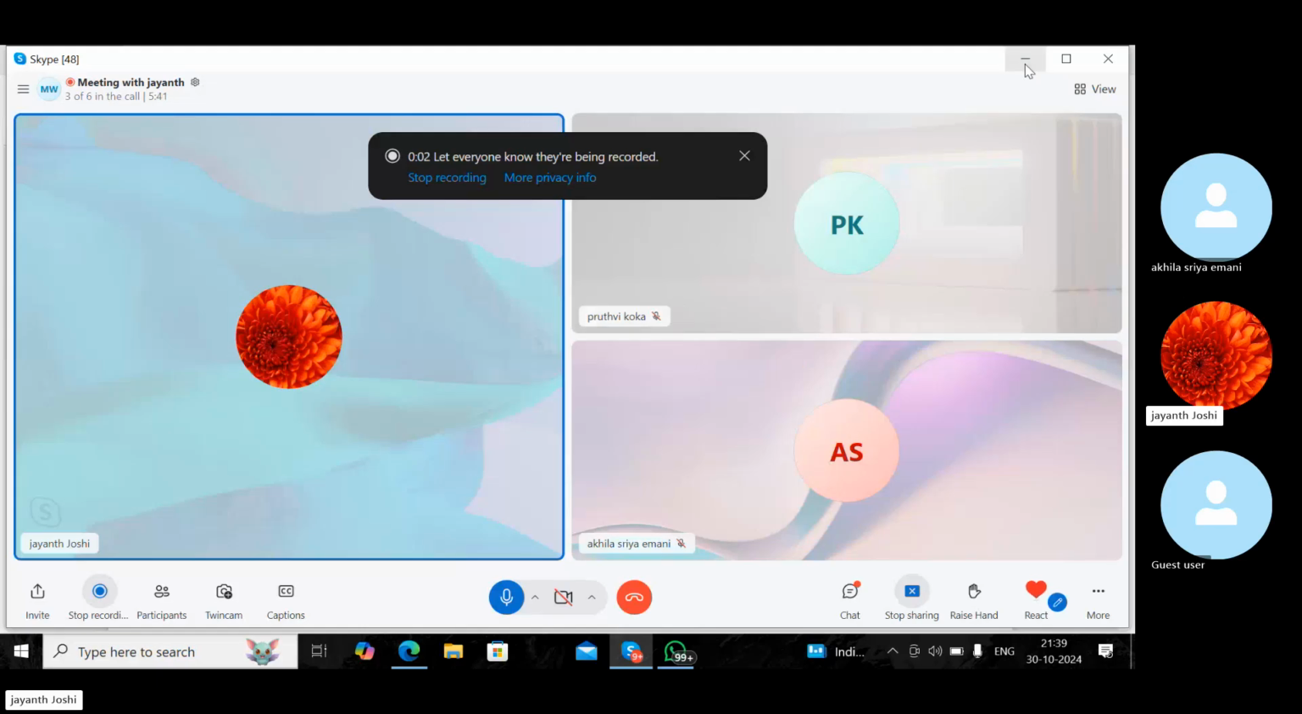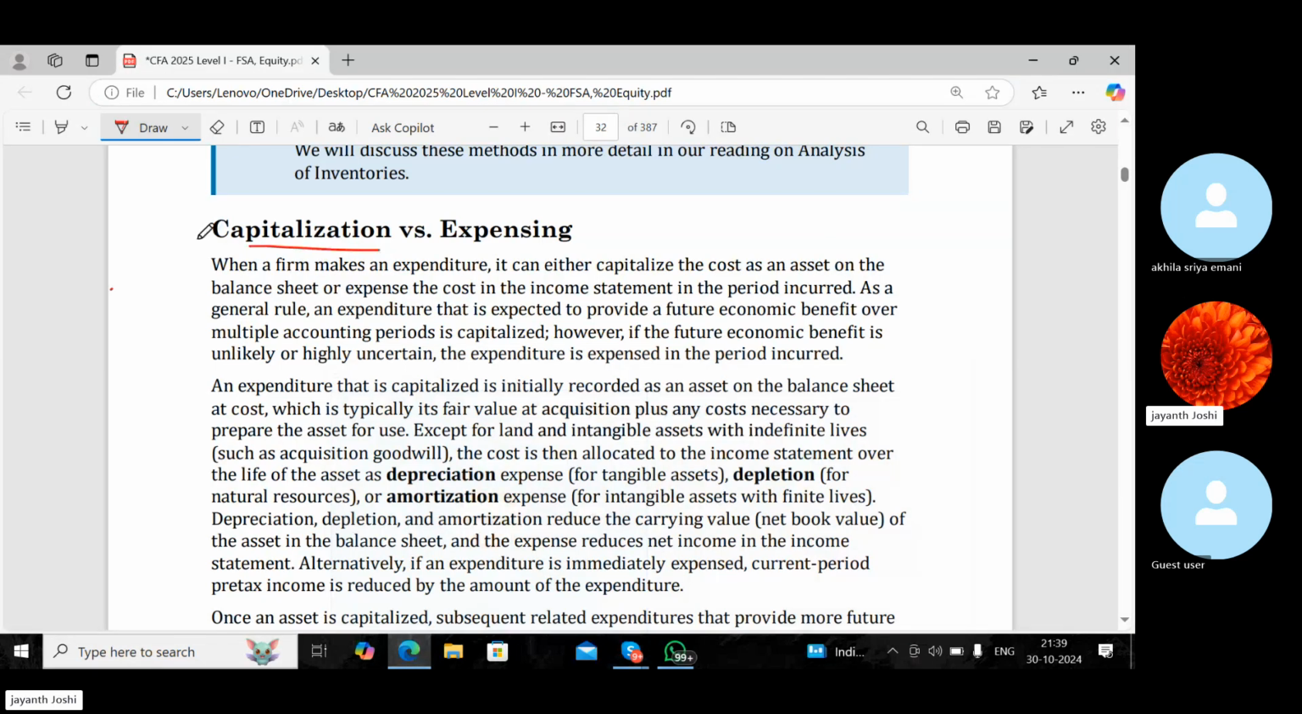So what is capitalization? Capitalization is nothing but showing a particular expenditure in the asset side. It is nothing but showing the expenses in the asset side of the balance sheet. And expensing is nothing but showing the expense in the profit or loss account, or SOPL, statement of profit or loss. Okay. See, generally what happens, whenever you purchase a particular asset, you initially record it as an asset in the balance sheet. Everyone knows that, right?